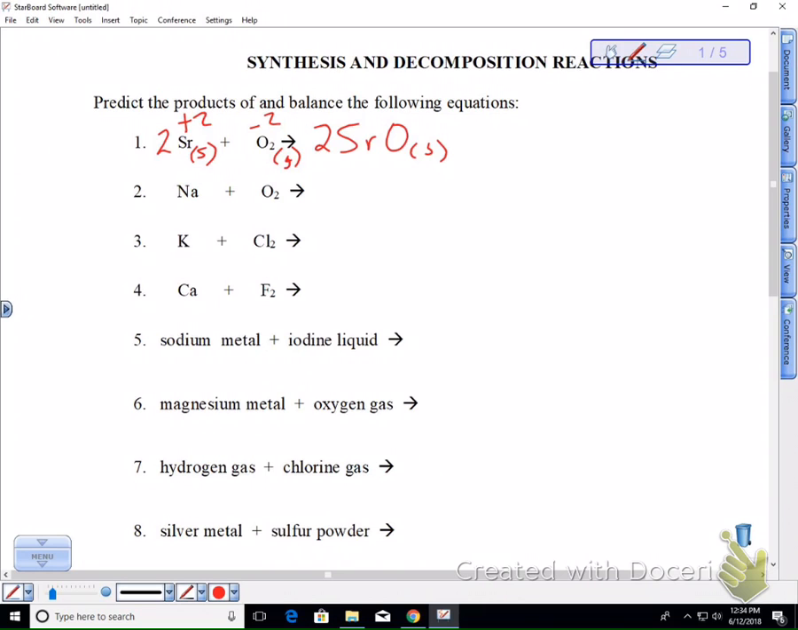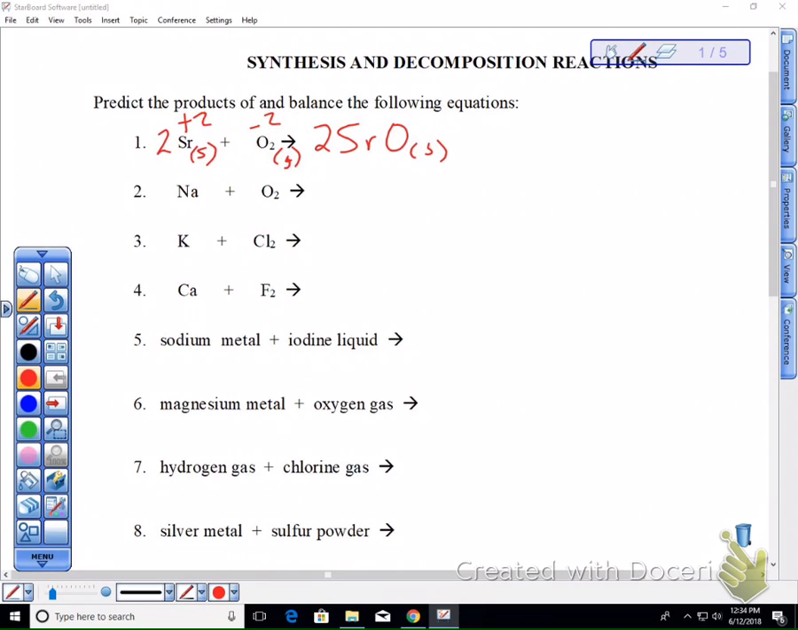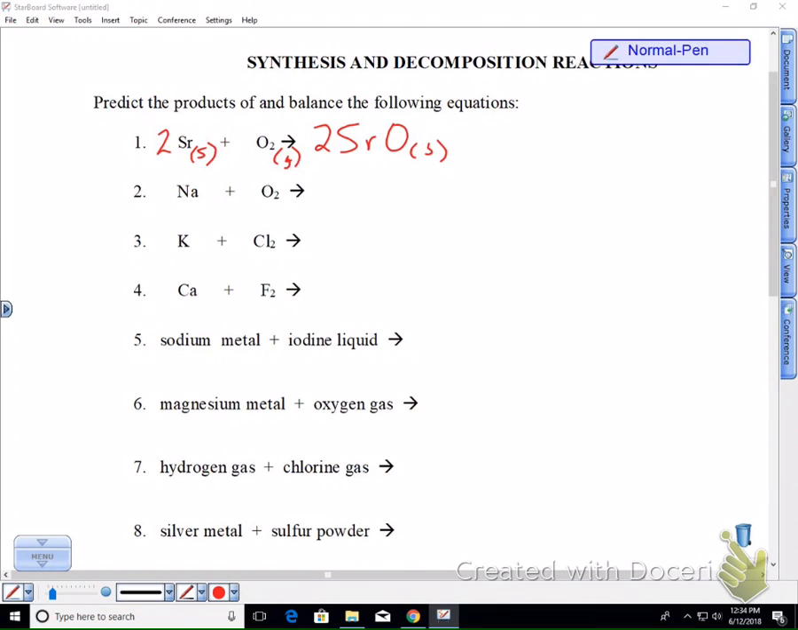Now at the end of this, I don't want those charges to be there. I just have them there right now to let you know that I'm considering charges as I build my compounds. So that is my final answer. The charges should not be shown. Now as I move forward, I am going to write the charges in just for your benefit so you can see that I'm considering the charges before I build my compound.